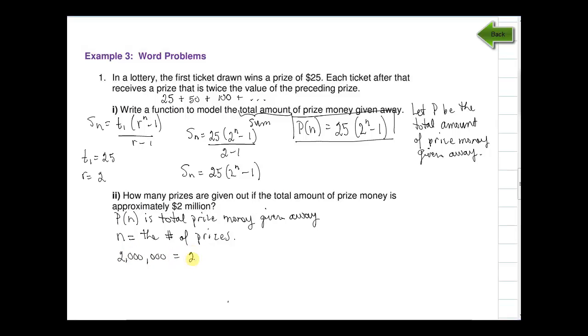And that's equal to 25 times 2 to the n minus 1. So you can see from what we have written here now that n is our variable, and we need to isolate our n. Okay, so we're going to start by dividing both sides by 25. And so 2 million divided by 25 is 80,000. And that's equal now to 2 to the n minus 1. Okay, and then we want to isolate the 2 to the n, so we want to bring the negative 1 over and it becomes positive. So we have now 80,001 is equal to 2 to the n.